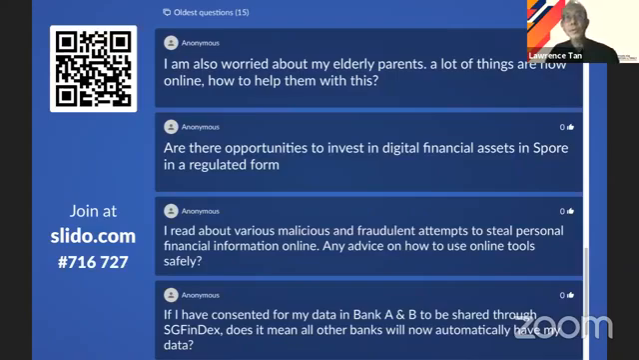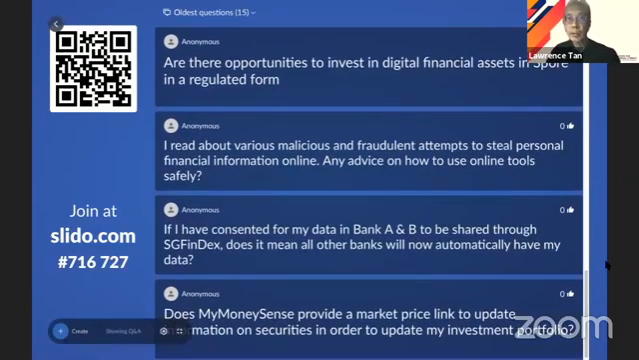Next question. Are there opportunities to invest in digital financial assets in Singapore in a regulated form? I guess you are not so much looking at digital tools, not today's topic, but at opportunities to invest in digital financial assets. We are all inundated with the likes of cryptocurrencies going up in the news in recent times. There are opportunities to invest in these. Just now we took a question on digital gold as well, and I also understand there are offerings of digital real estate as well.